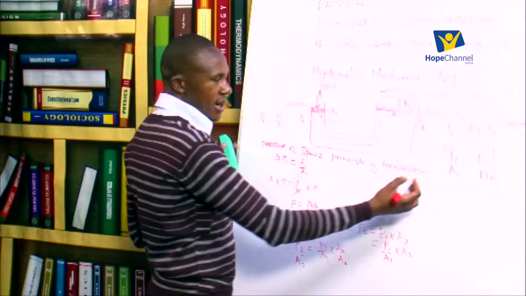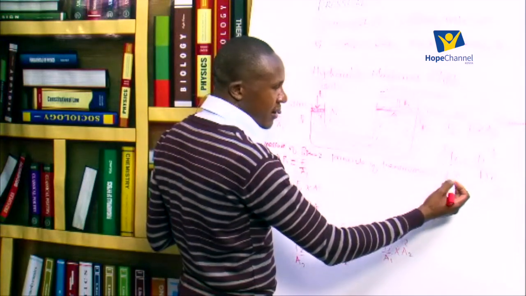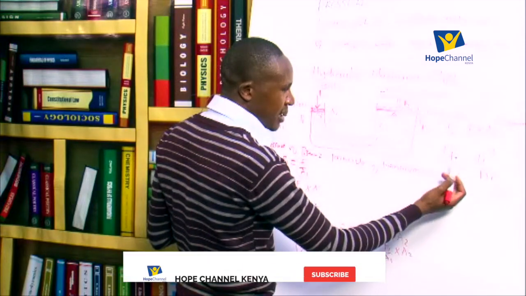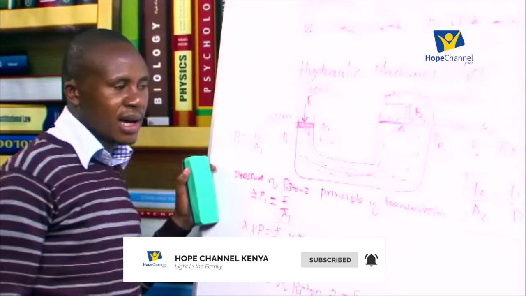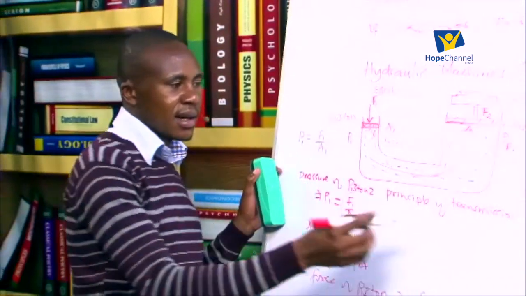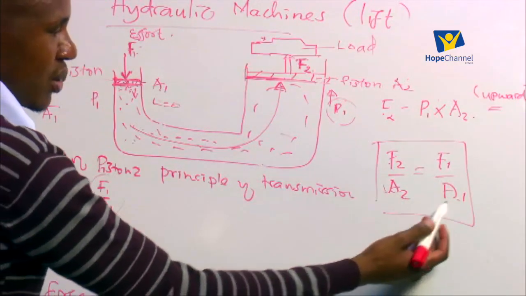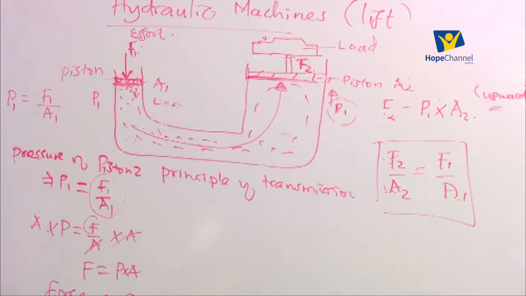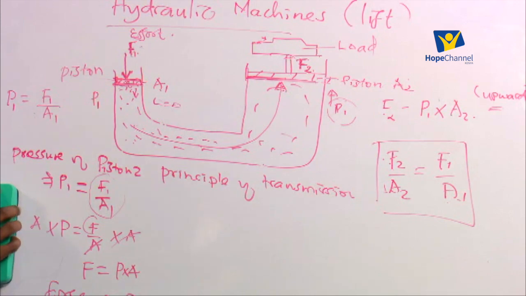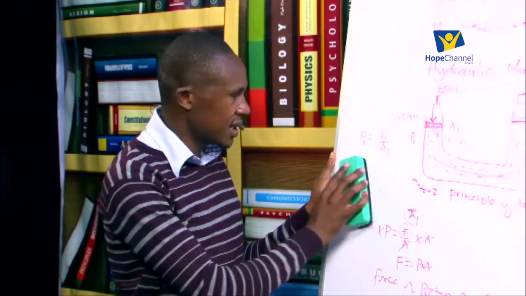Now, with this expression, at times we'll be given the forces F1 and F2, but one of the areas is missing, and we calculate it. Or we are given one of the forces and the two areas, and we find the missing area. And so that is what we'll be doing. An example of a calculation for this hydraulic lift.